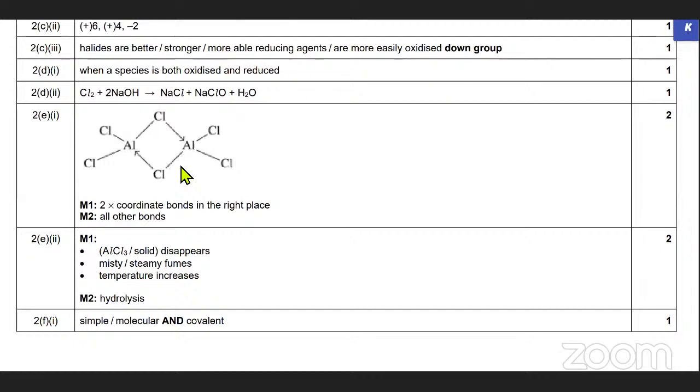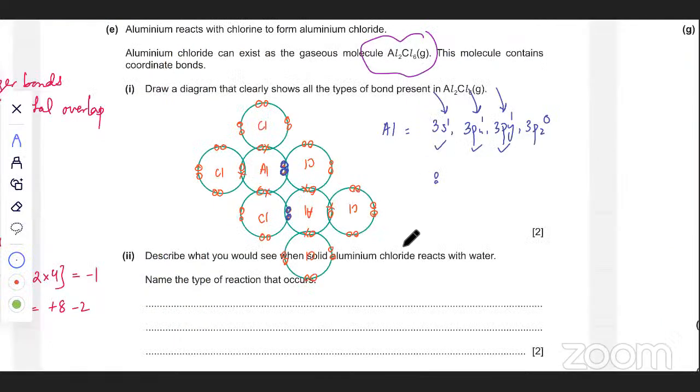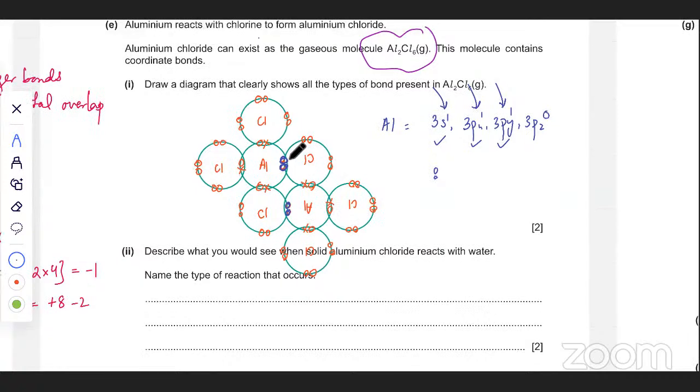I drew the whole thing. I drew everything in detail. So pretty sure you're going to get marks. You're probably going to get more marks for this. Just be very careful. They were just asking for a diagram, so this should be correct. You should get marks for this.